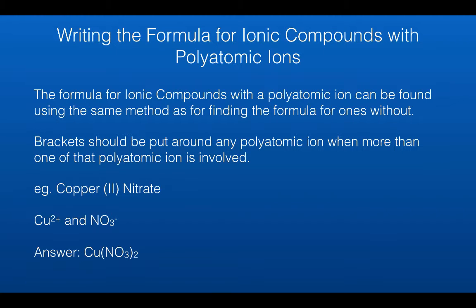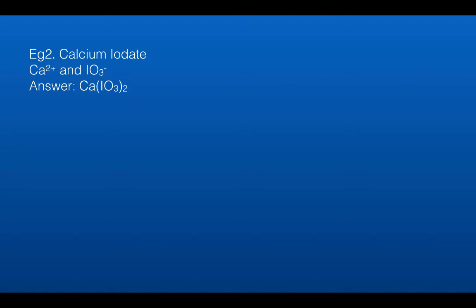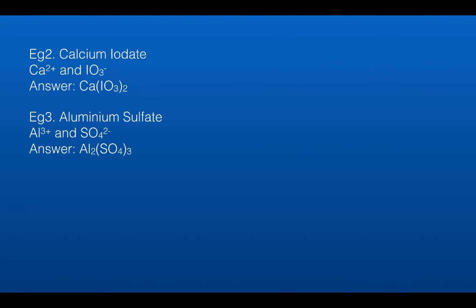Therefore, we put a bracket around the nitrate. We put a 2 after it. So the formula for copper nitrate is Cu(NO3)2. Example, calcium iodate. The formula for calcium iodate is Ca(IO3)2. For aluminium sulfate, it's Al2(SO4)3.